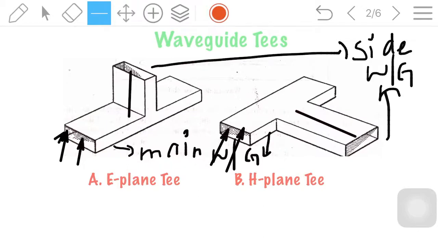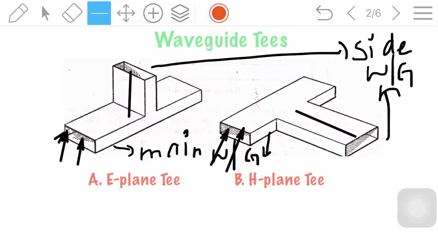Now in the first figure, the axis of this side branch and the electric field direction are parallel to each other. That's the reason it is called the E-plane T, and it can also be called a series T. Whereas in figure B, the direction of the electric field and the axis of the side branch are both perpendicular. That's the reason it is called a shunt T, because the axis of the branch is going to shunt the electric field. It can also be called an H-plane T here.